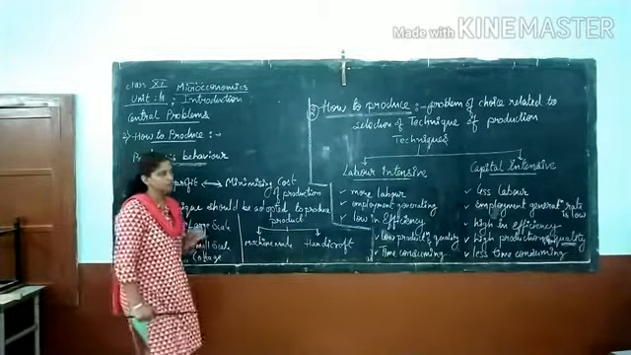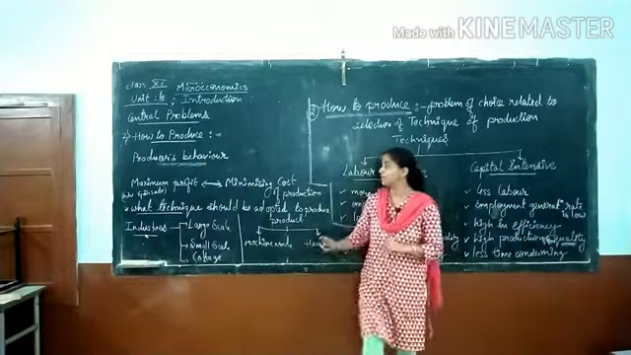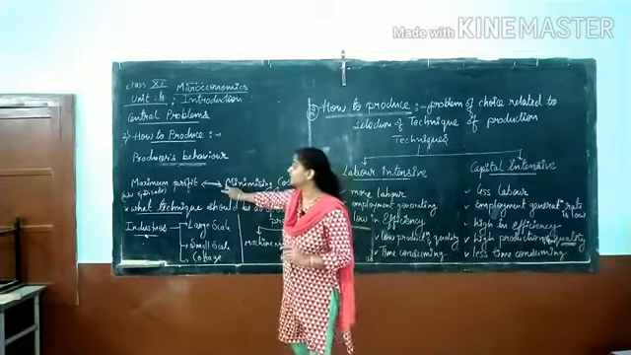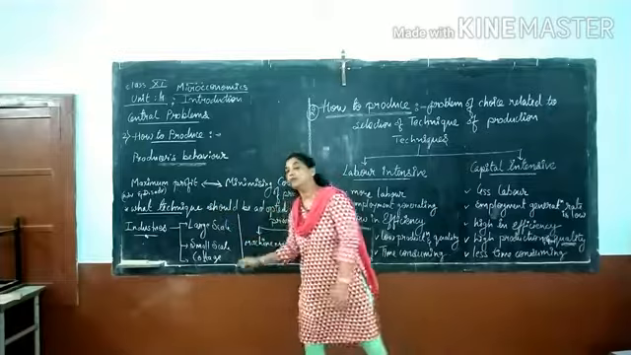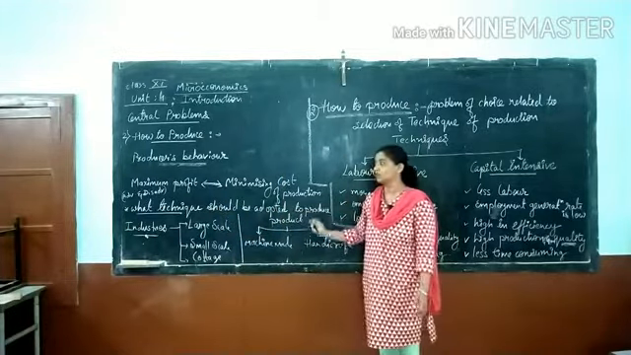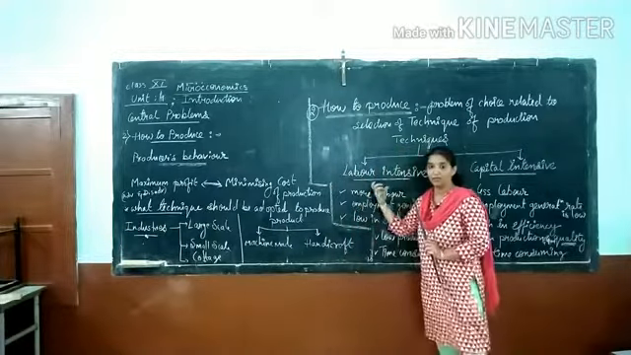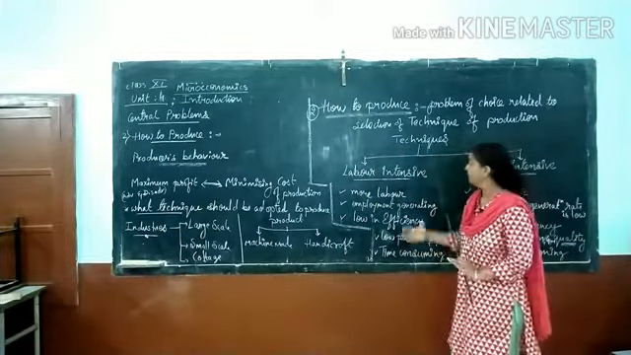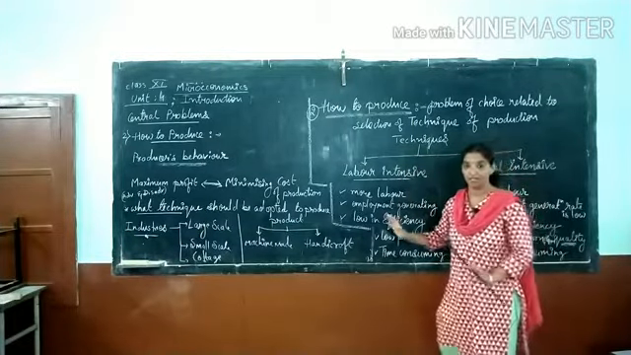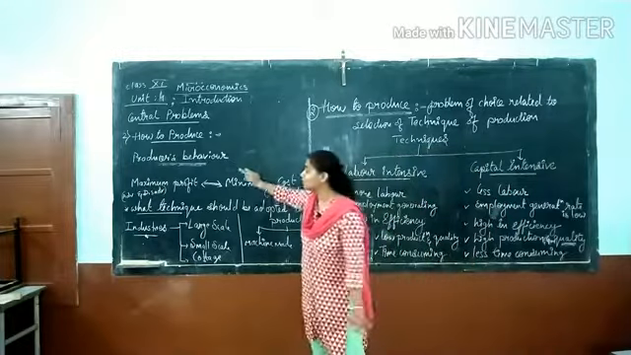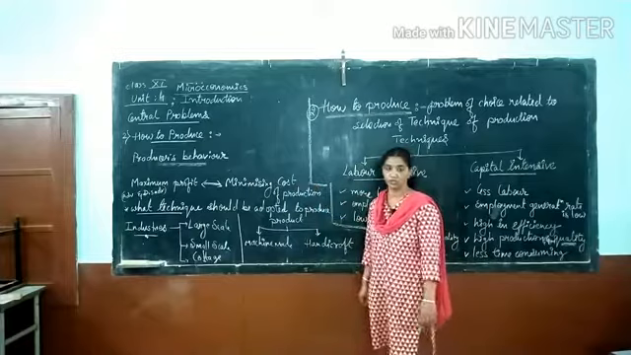So, first of all, we should know what the producer's behavior is. Producer's behavior is focused on maximization of profit, and the producer can maximize his profit by minimizing the cost of production. So the selection of technique should be decided by keeping in mind that the producer has to maximize his profit and minimize his cost.